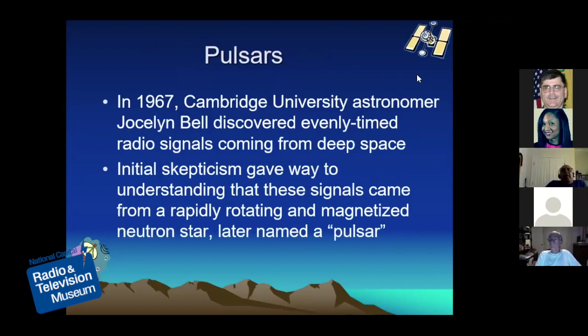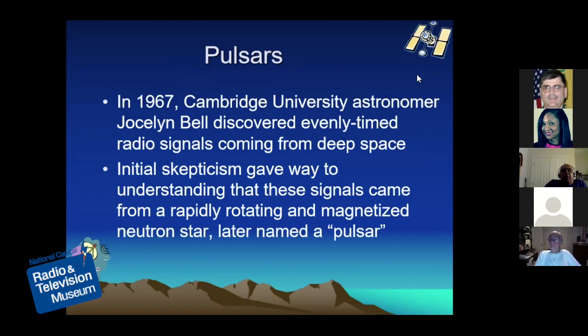So fast forward to the 1960s. Cambridge University in England, astronomer Jocelyn Bell discovered evenly timed radio signals coming from deep space. Her boss was initially skeptical because Jocelyn was a very young scientist, postdoc, and he thought that she had simply screwed up the experiment. But eventually he understood that these signals came from a rapidly rotating magnetized neutron star, later named a pulsar.